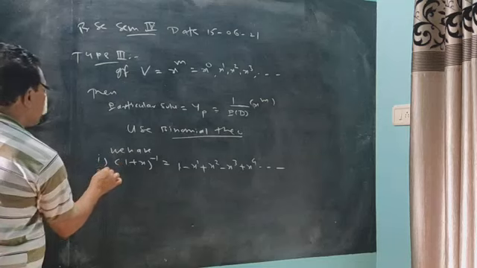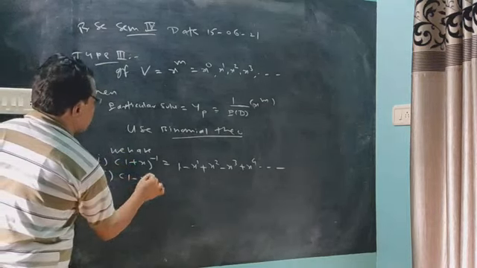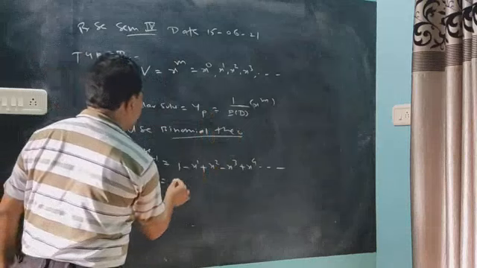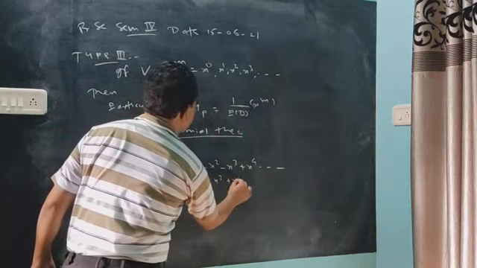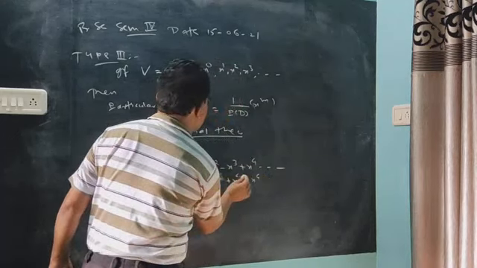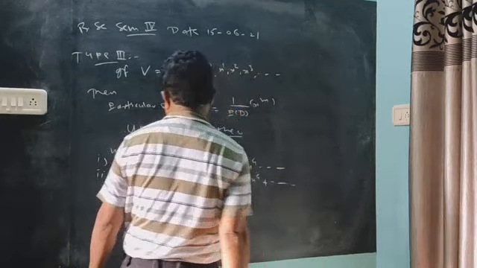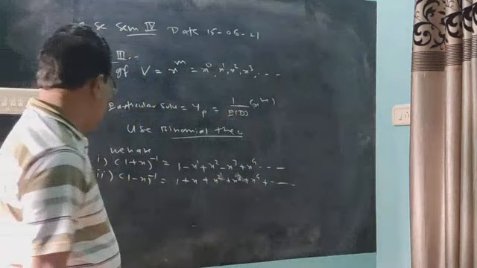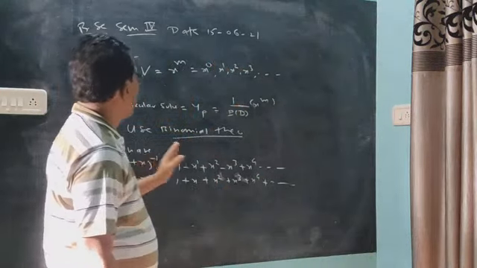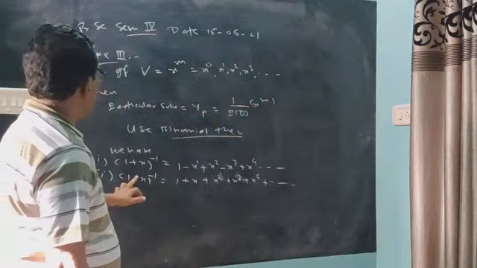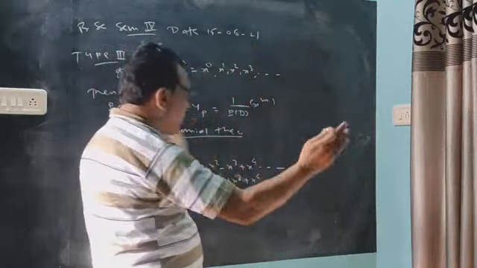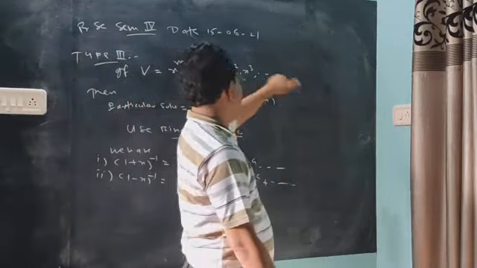Also, for 1 minus x raised to power minus 1, every term is plus, there is no alternating plus and minus. We always fix the power as minus 1. So use this binomial theorem: 1 upon p of D is 1 plus D raised to power minus 1, expand this binomial expansion, and apply it over the right side function.